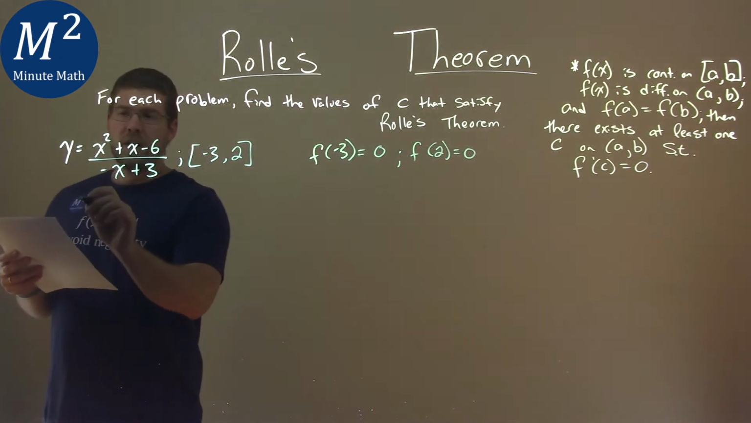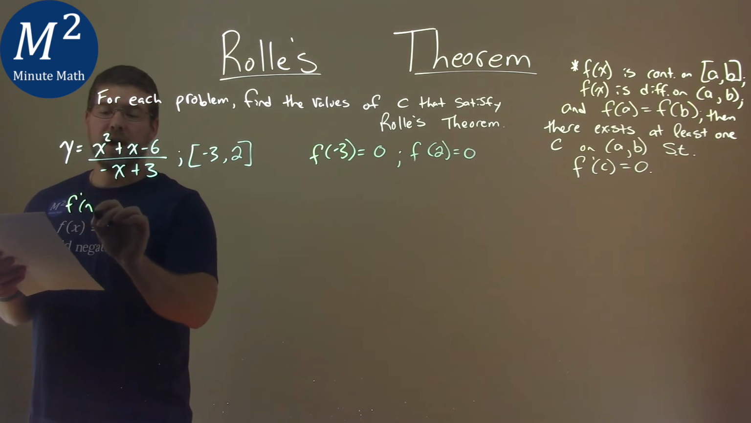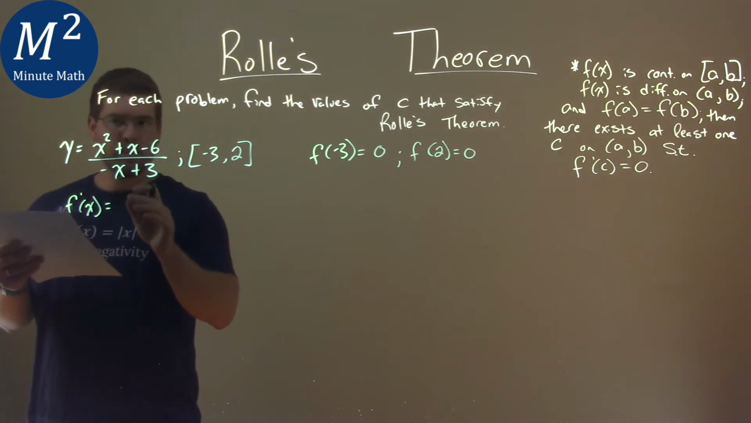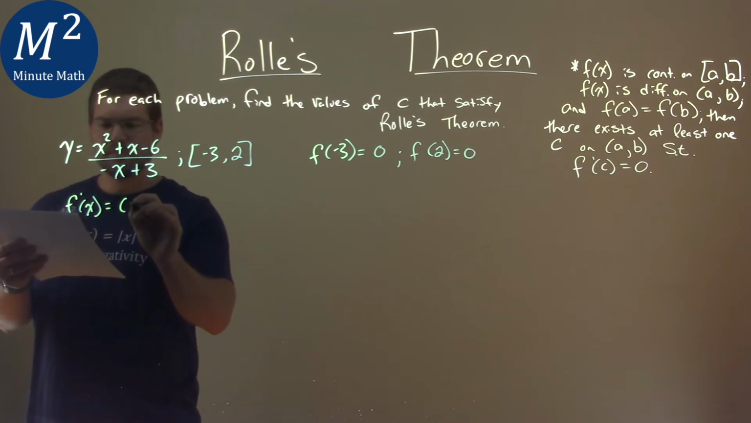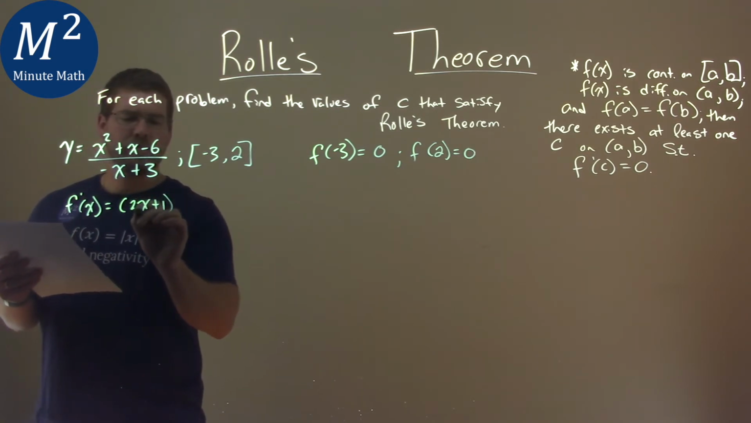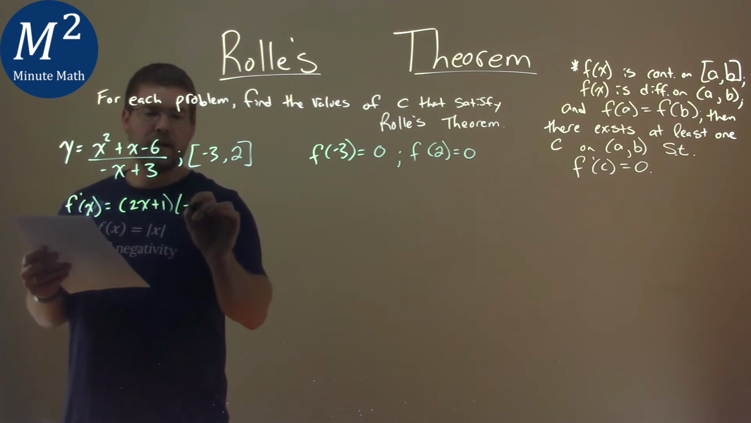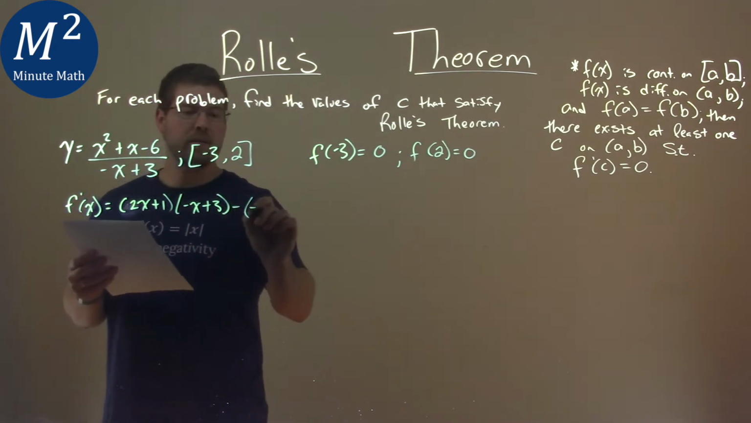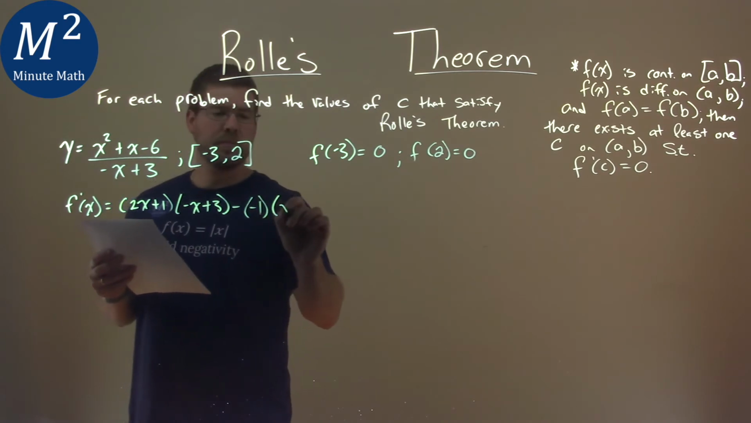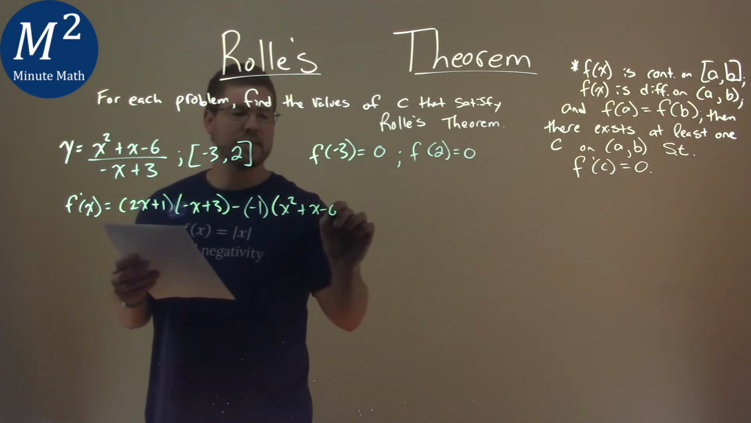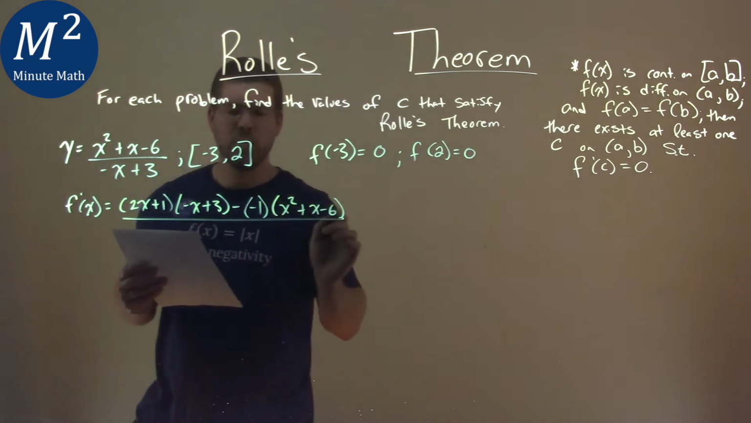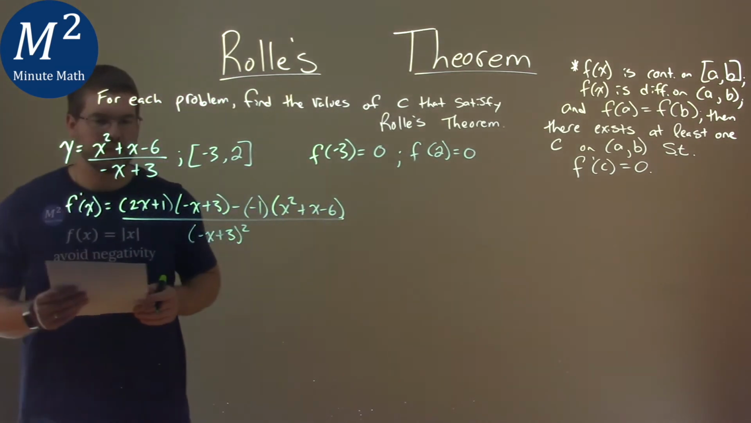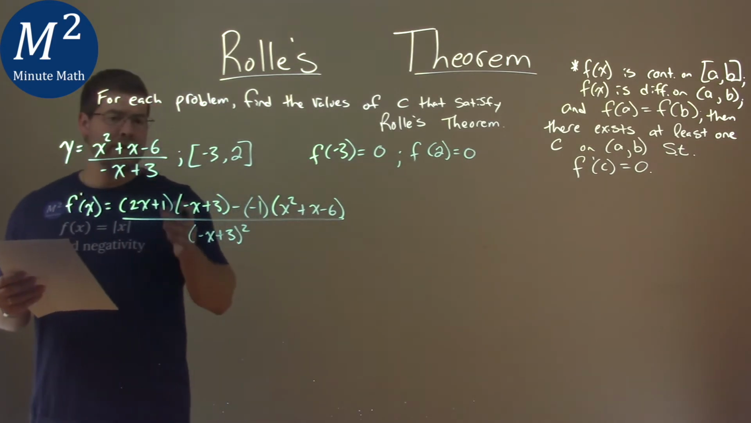So we first need to find our derivative. F prime of x is equal to the derivative of the numerator using the quotient rule, which is 2x plus 1, times the denominator, negative x plus 3, subtracted by the derivative of the denominator, negative 1, times the numerator, which is x squared plus x minus 6, all over the denominator, negative x plus 3 squared. From there, we need to keep simplifying.